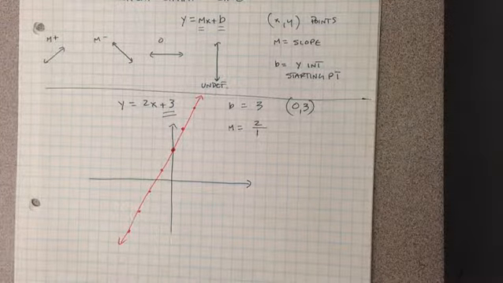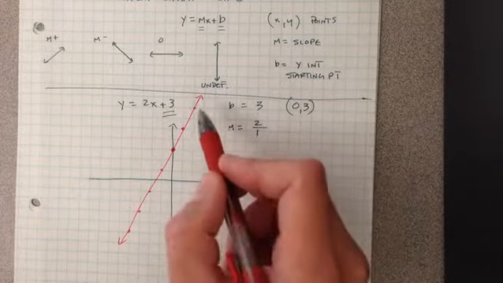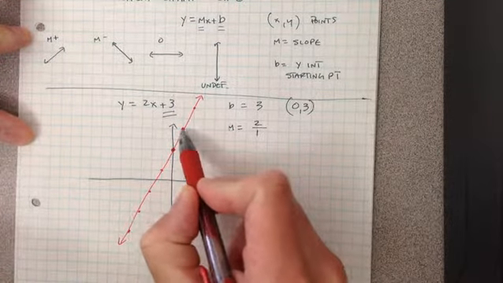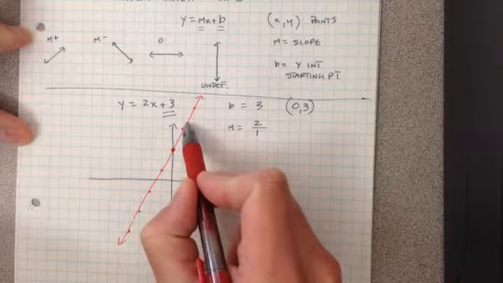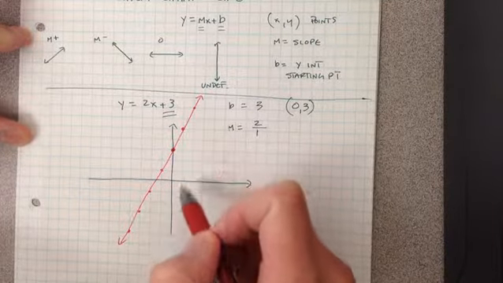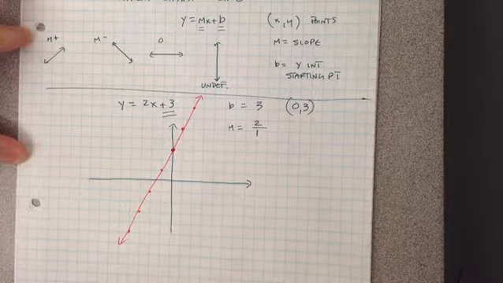A line is made up of an infinite number of points. There's a point there, but I could also say that there's a point there, there, there, and I could keep going on and on and on, but I won't do that because it'll probably get annoying.